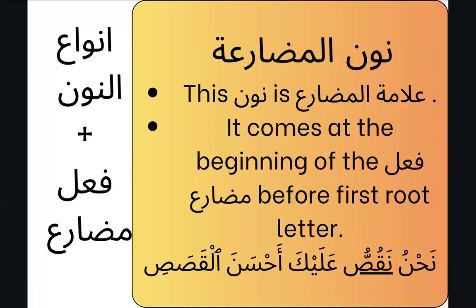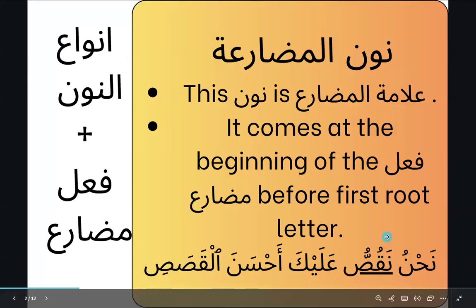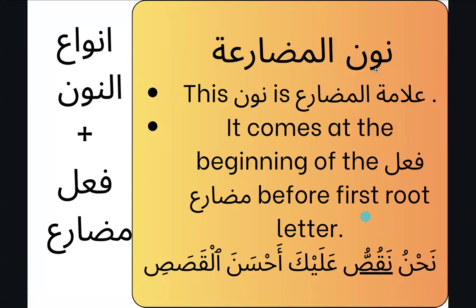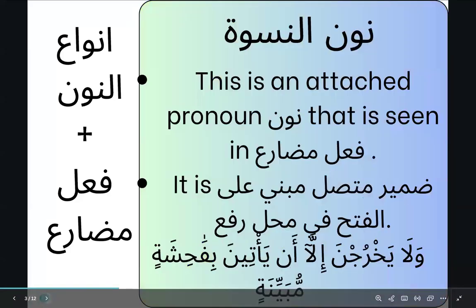The first thing that you figure out is that this fi'l is fi'l mudari because of its presence, and therefore this noon gets its name from there and is called nunul mudariya because this is a sign of mudari. And the second thing, it can be a giveaway for the hidden pronoun in fi'l nakusu. With the presence of noon, you know that it is nahnu nakusu. The hidden pronoun in this fi'l is nahnu. Again, look for this noon, which is nunul mudariya, which is alamatul mudari, in the beginning of the fi'l, before the first root letter.